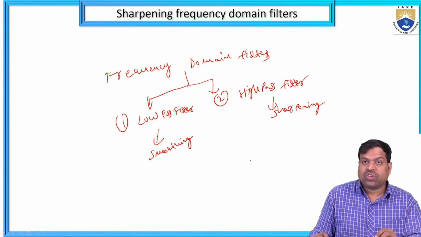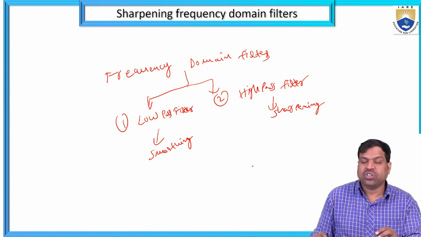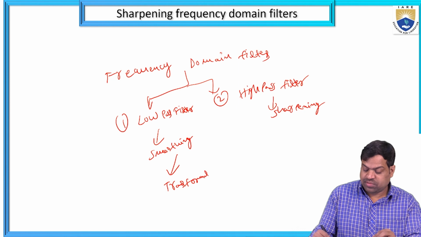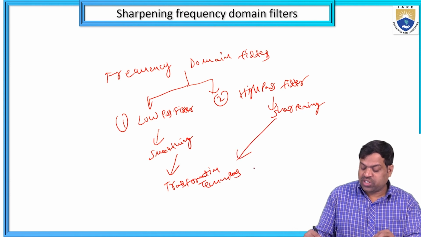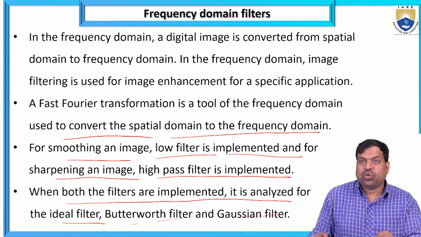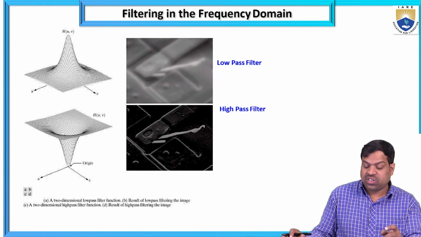So frequency domain filters are of two types: low pass filter and high pass filter. The low pass filter is used for smoothing, and the high pass filter is used for sharpening. So these are different transformation techniques. In the frequency domain, the digital image is converted from the spatial domain into the frequency domain.